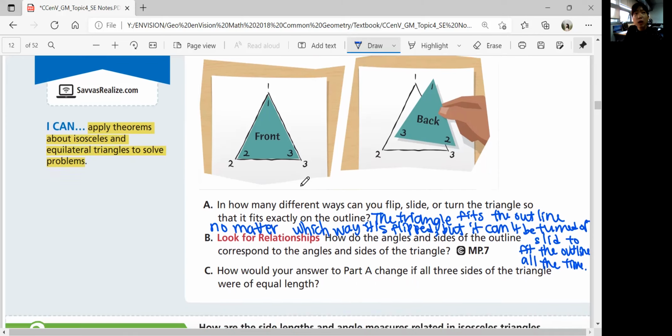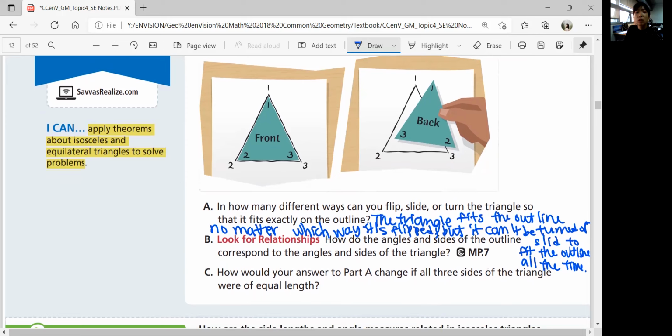Okay, how do the angles and sides of the outline correspond to the angles and sides of the triangle? How do they correspond? The location of angle 1 and the bottom of the triangle are the same on the outline, right? The locations of 2 and 3 on the angle are switched on the outline, front and back, right? The locations of the left and right sides on the triangle are switched on the outline. Okay, so yeah, your bottom side is still the bottom side, but the left and right sides become flipped. So let's write part B here.